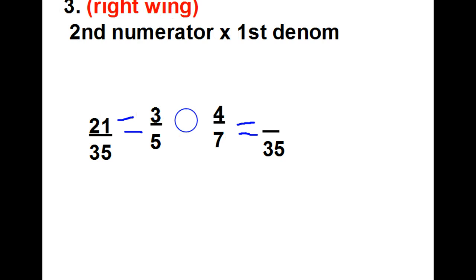Step 3 of my cross-multiply butterfly. I'm going to take the second numerator times the first denominator, so I got 5 times 4, which equals 20. And now what I've done is take this 4/7, take the bottom times 5 to get to 35, so I got to take the top times 5, which gets me 20. And now I can look at my two fractions and compare them. 21 over 35 and 20 over 35. Well, 21 is bigger than 20, and since the denominators are the same, that's all I have to do.